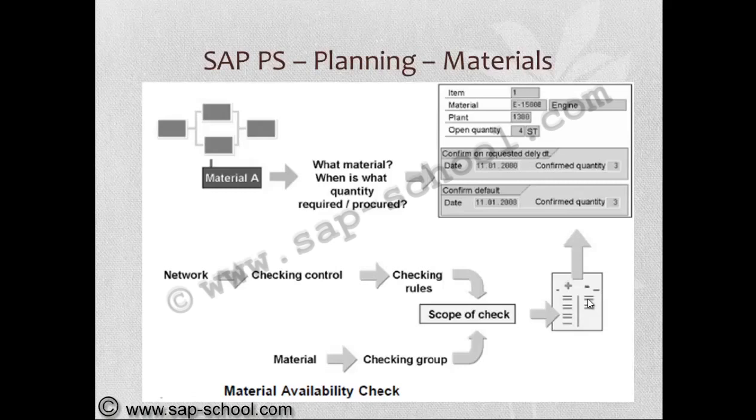In the network type, we'll assign the checking control. In the checking control, we assign the checking rule. Checking rule and checking group is a combination with the scope of check also. So finally, the combination of everything will be used for the network activities, depending upon the time we have set, while creation or while release. The availability check will take place and the final result will be shown.